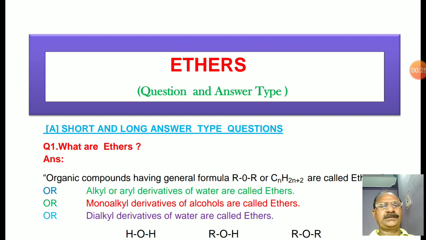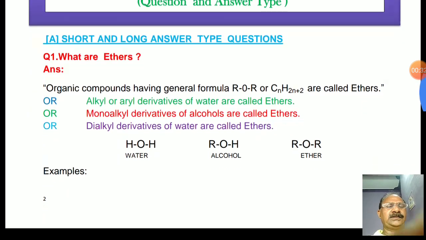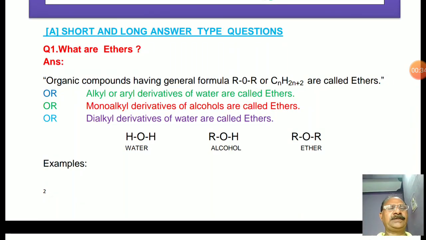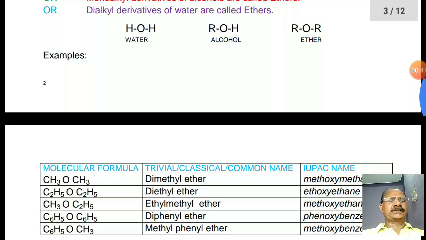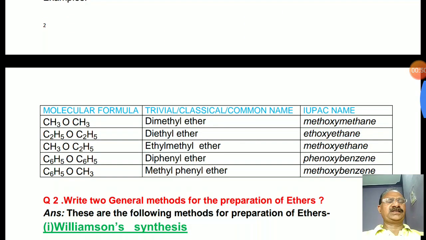First, what are ethers? Organic compounds having general formula ROR or CnH2n+2O are called ethers. The other definition is alkyl or aryl derivatives of water are called ethers, or monoalkyl derivatives of alcohol are called ethers, or dialkyl derivatives of water are also called ethers. HOH, ROH and ethers.